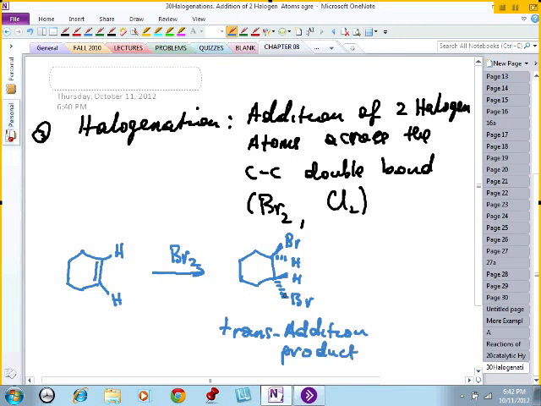In other words, the two bromine atoms are added across the carbon-carbon double bond such that one bromine is on one side of the ring or one side of the molecule, and the other bromine is on the other side of the molecule. In other words, they will be trans to each other. Okay? So we also say this is a stereospecific reaction. Okay. For this particular reaction, I would like to give you the mechanism because it is very important.